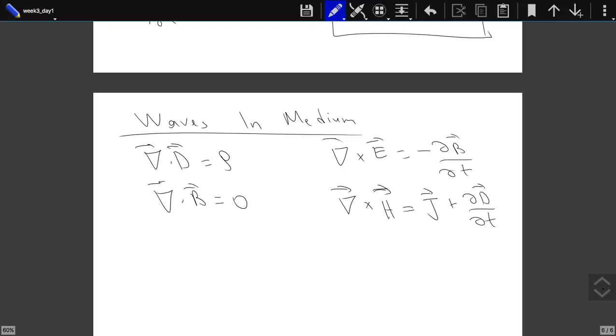Now, again, for simplicity, we will be dealing with linear media. For linear media, D and B. 1/mu H. Do you agree?